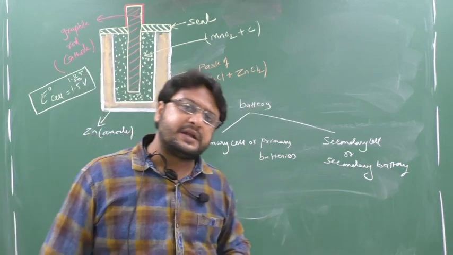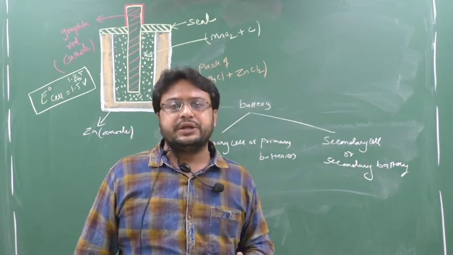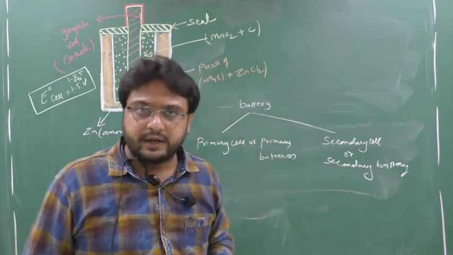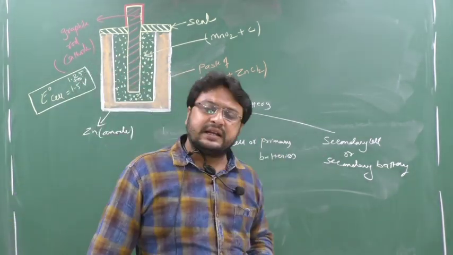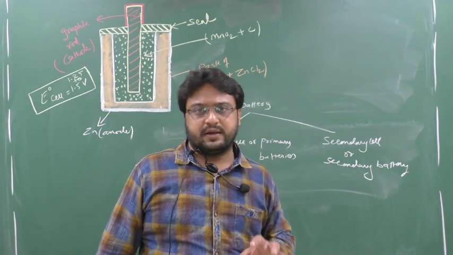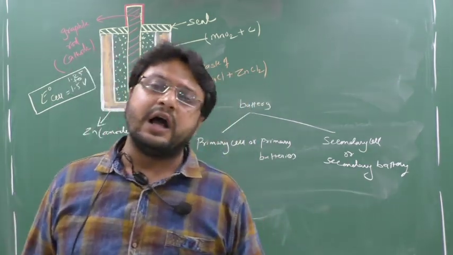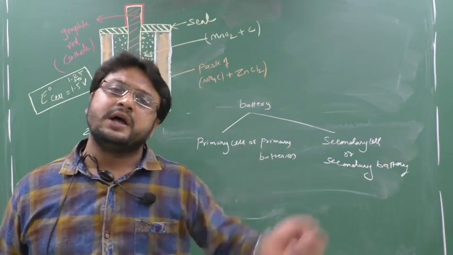Primary batteries are batteries which cannot be recharged or regenerated on supplying electric current. Secondary cells are cells which can be recharged after usage, on supplying electric current.